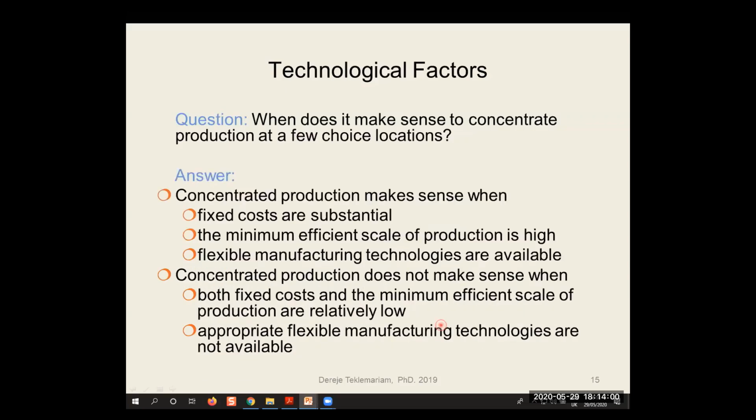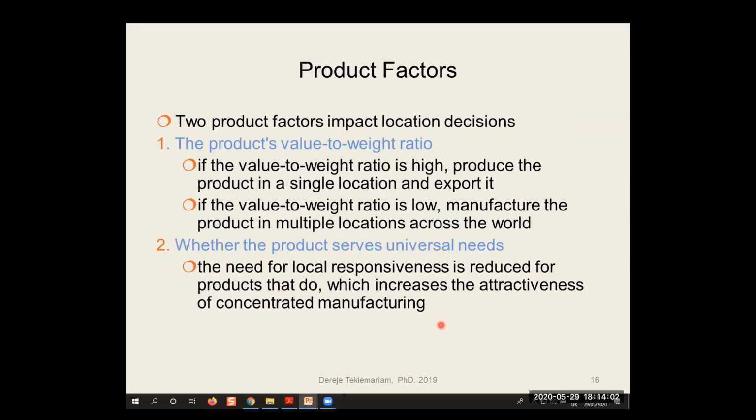Product-related factors, we can really classify them into two. The product's value to weight ratio. The product's value to weight ratio is really a very, very important concept. If the value to weight ratio is high, produce the product in a single location and export it. What does weight to weight ratio mean?